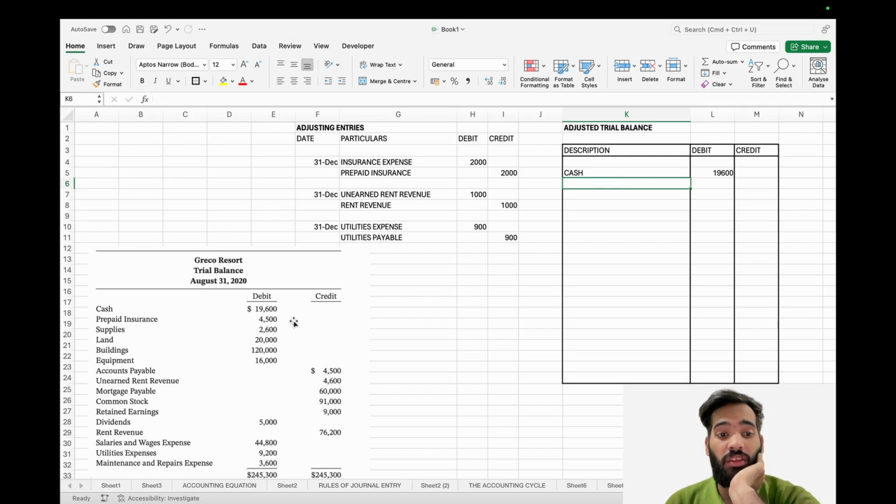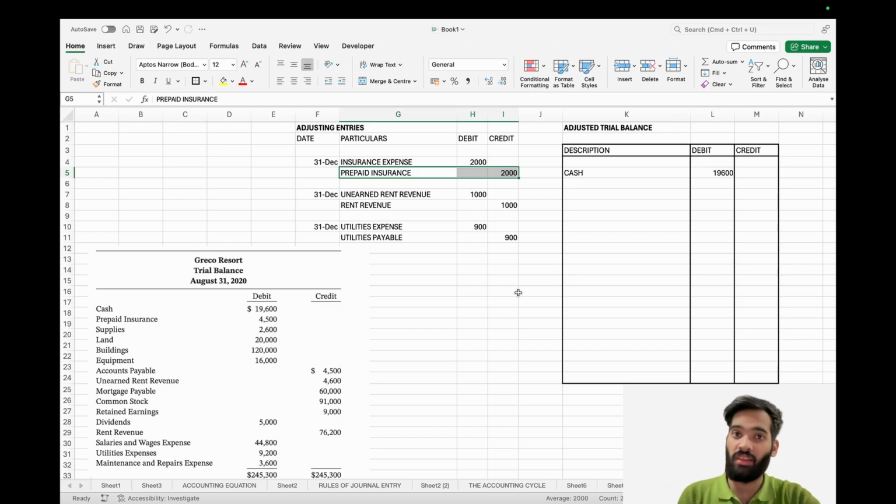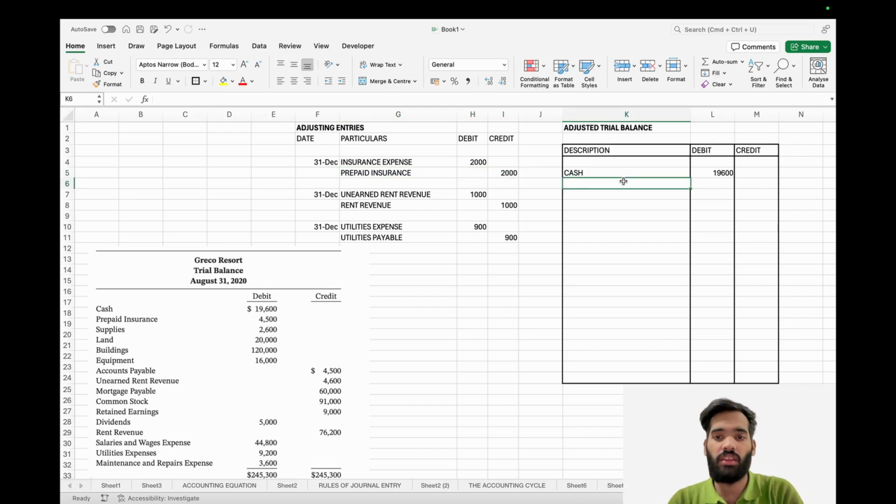Prepaid insurance, we have 4,500, but if you look at the adjusting entry, we are decreasing it by 2,000. How do I know it's a decrease? Because we talked about prepaid expense being an asset account, and if it's credited, it means it's decreasing. So if I already have 4,500 and then I decrease it by 2,000, the remaining balance in the prepaid insurance account would be 2,500.